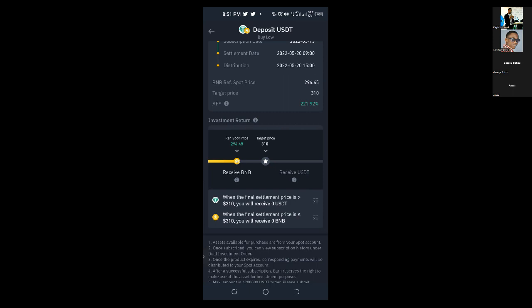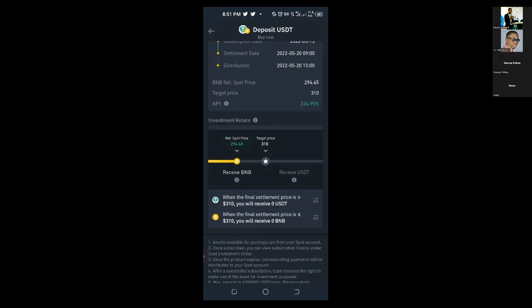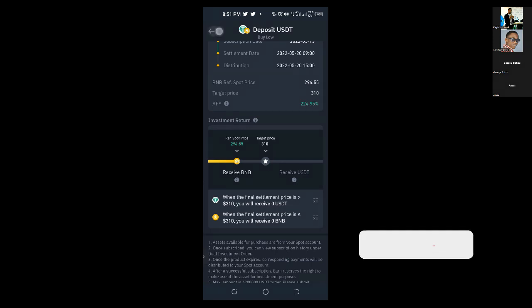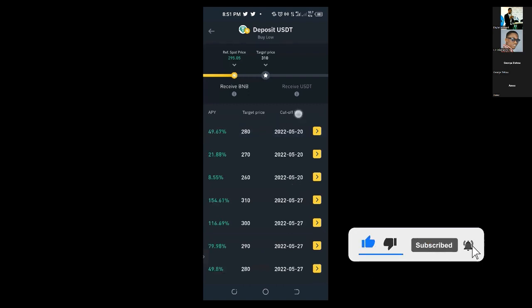So basically, the risk involved here is that you could have sold higher, assuming you just went to the spot market. But what's the probability that the price will get to that? I'm just telling you, in case this happens, you just know that these are some of the risks involved with the dual investment option. Okay, so take note of that.